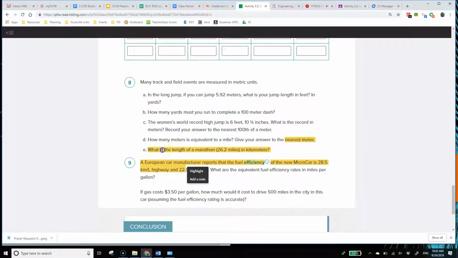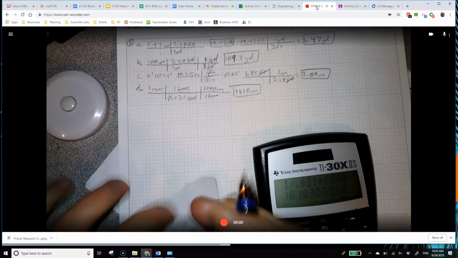Alright, and let's do E. Ooh, this is a good one. This is asking us to convert the length of a marathon into kilometers. I know this one very well personally because I am currently training for a marathon.